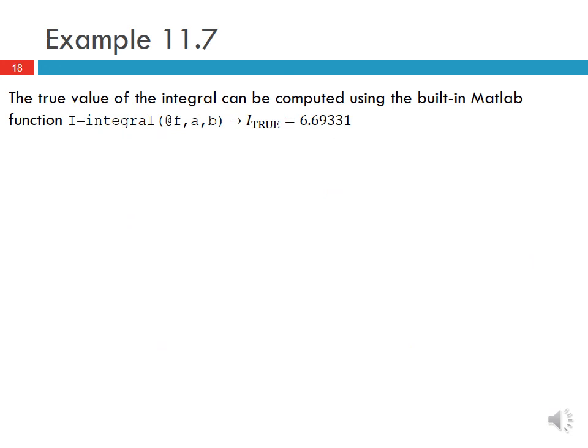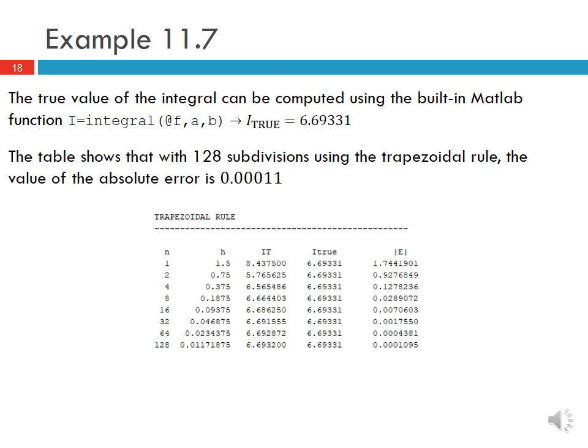So the true value of the integral can be computed using the built-in MATLAB function, which of course is a numerical approximation, but it is a good enough approximation to the true value. So the true value of this integral is 6.69331. The table here shows that with 128 subdivisions using the trapezoidal rule, the value of the absolute error is 0.00011. So this table was produced using a MATLAB script using the implementation of the traditional trapezoidal rule.